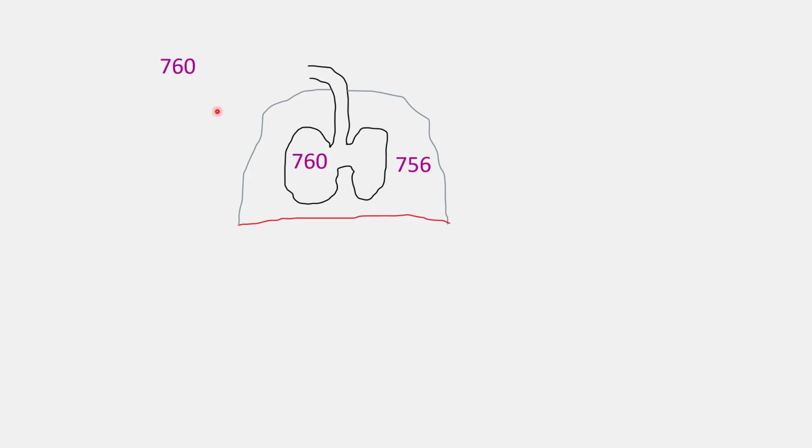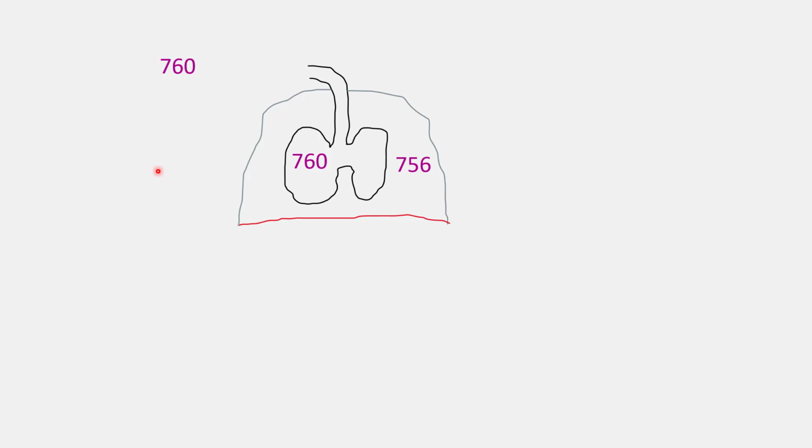The pressure in the intrapleural space is 756 mmHg. Remember, it's just slightly less than the pressure inside the lungs. It's stretching on the lungs a little bit, keeping them inflated. Now, we are going to look at how we breathe. We're going to look at how we inhale, and then how we exhale. We're going to be talking about some muscles.